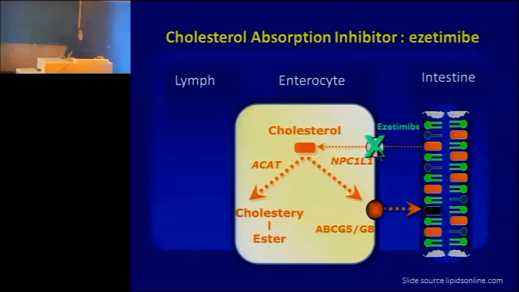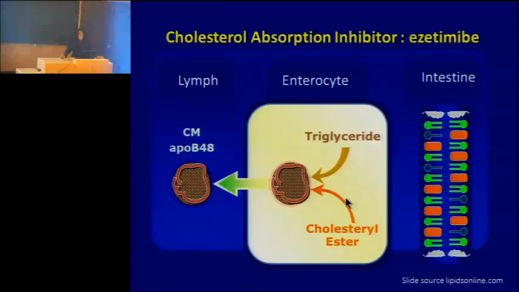So when you don't absorb cholesterol through the intestinal enterocyte, there's decreased cholesterol within the cell for packaging into chylomicrons. These chylomicrons go to the liver with lesser cholesterol in them. The liver doesn't get as much cholesterol, and so there are lesser VLDL and therefore LDL particles in the circulation.